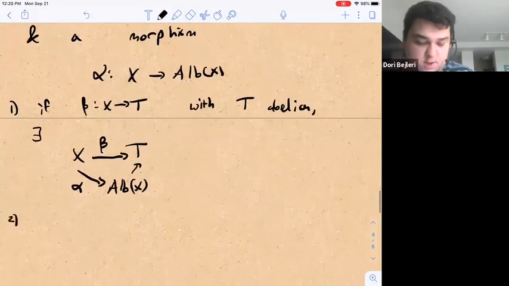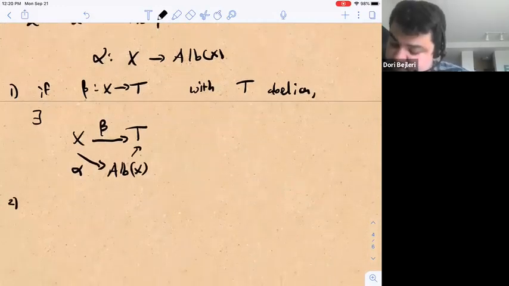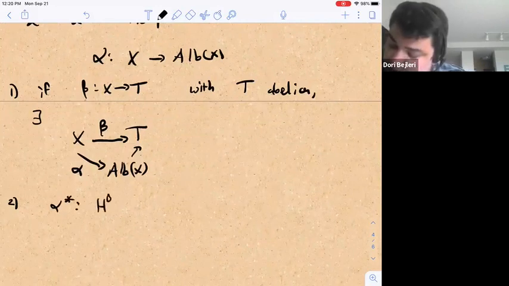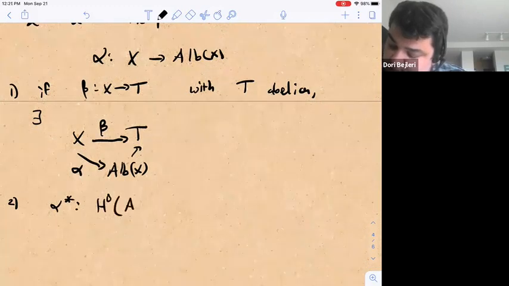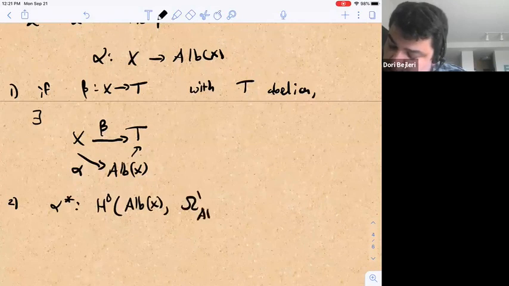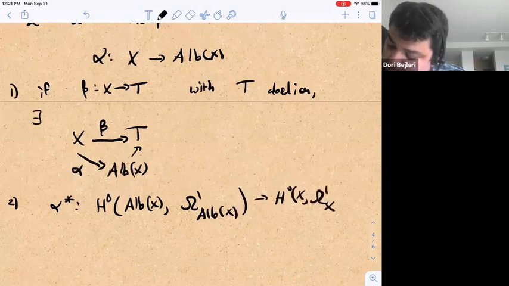2, alpha is an isomorphism on differential forms. So if we look at the pullback from H0 of omega 1, then this is an isomorphism.